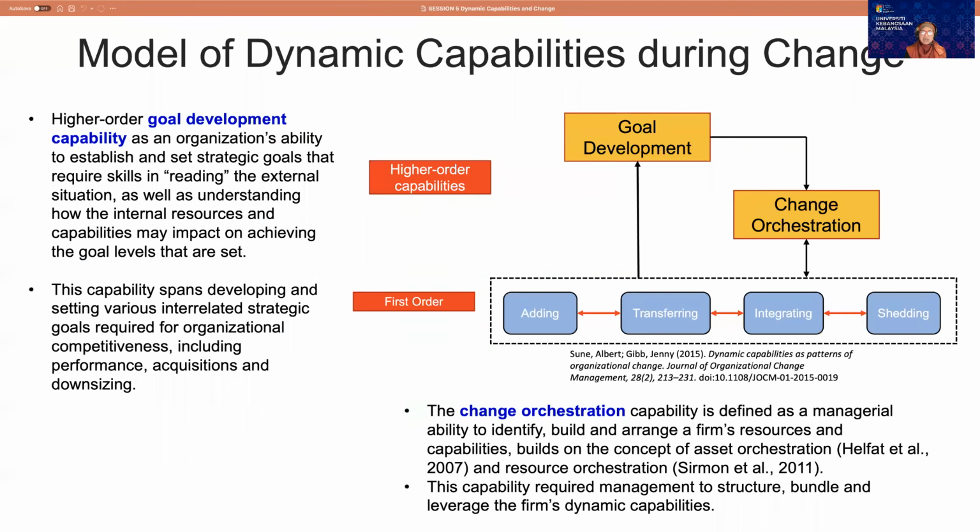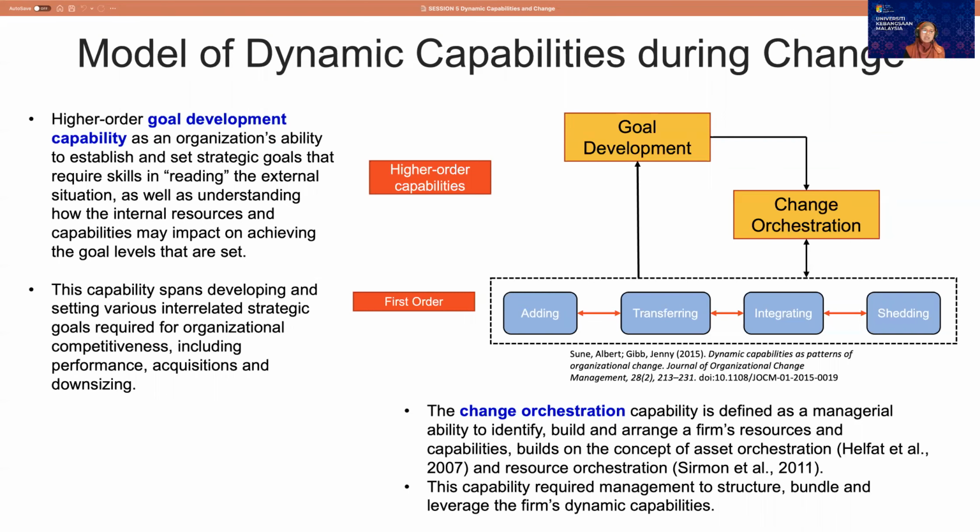Okay, and finally, yeah, if you look at the higher order capabilities, as I said just now, higher order goal development capability is an organization's ability to establish and set strategic goals that require skills in reading the external situation. Yes, so usually leaders are supposed to be knowledgeable in reading the trends that are happening in the environment and come up with a strategic drive for the organization to pursue, yeah, with the changes that happen in the external environment.